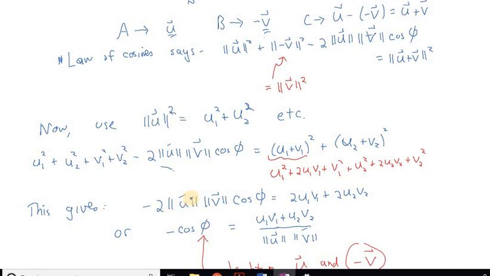And I get that's equal to minus 2 times length of u, length of v, times cosine of phi. So then I solve it and I get minus cosine of phi is equal to u1v1 plus u2v2 over length of u times length of v. And of course, this is my expression for u dot v.